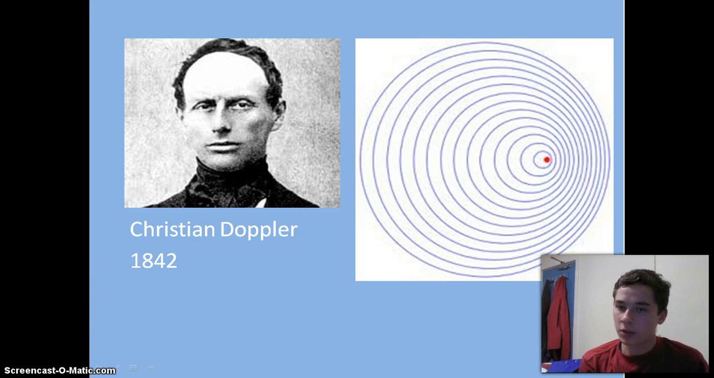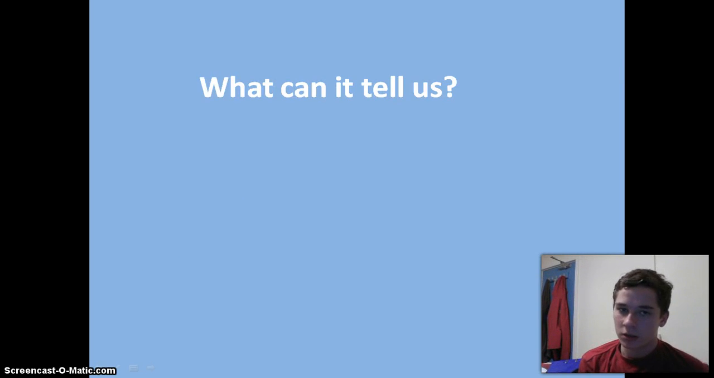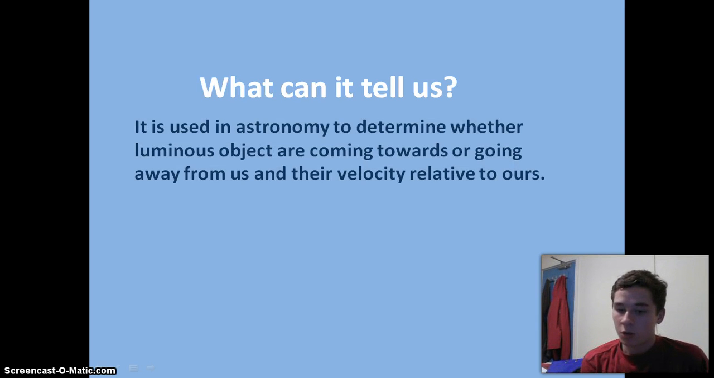There's a quick diagram to show you how the Doppler effect can be observed in terms of waves, and you'll understand that later on. What can it tell us? Well, it's used in lots of different everyday scenarios, but two of the more common ones are astronomy, where it is used to determine the direction and velocity of a luminous object relative to the Earth or the telescope observing it, and this is known as blue shift or red shift, which we will go into at the end of the PowerPoint.